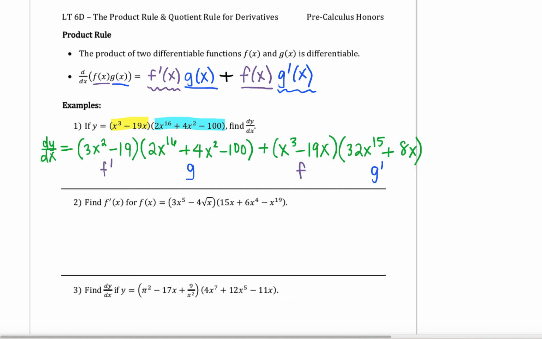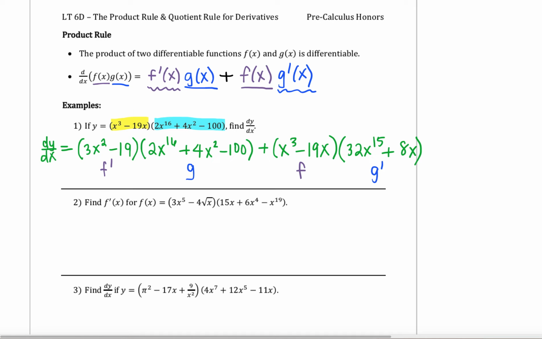I've got to make sure I'm putting every one of these functions here in parentheses because I want to make sure I take the entire derivative of f times the entire original function g plus our entire f here times our g prime.